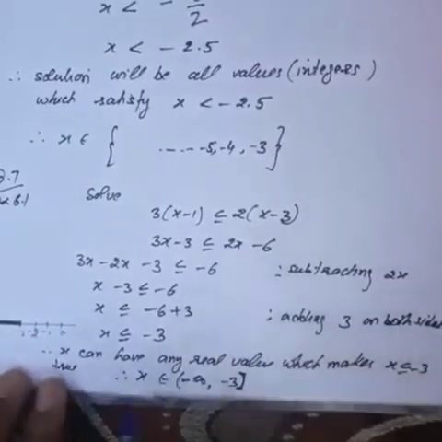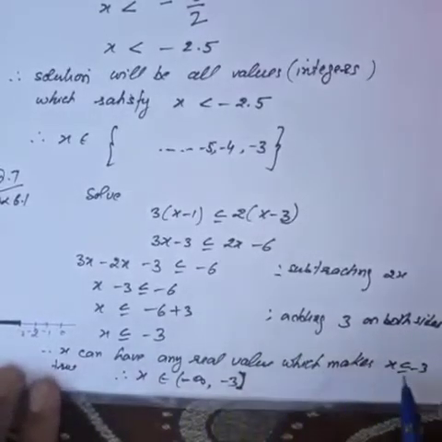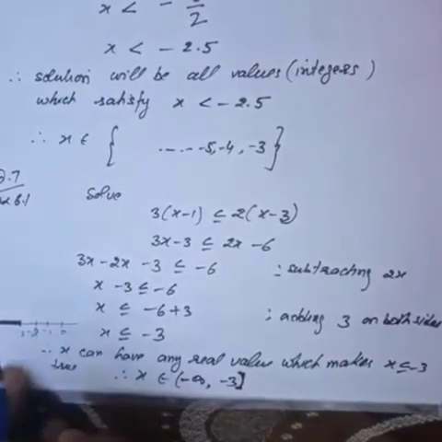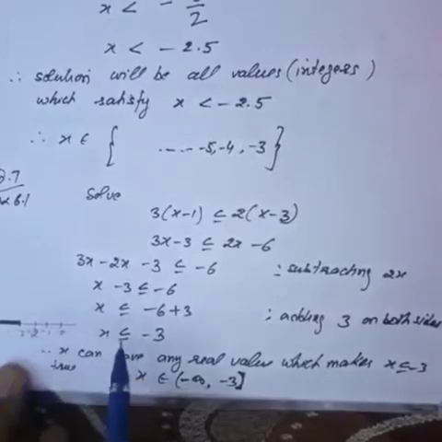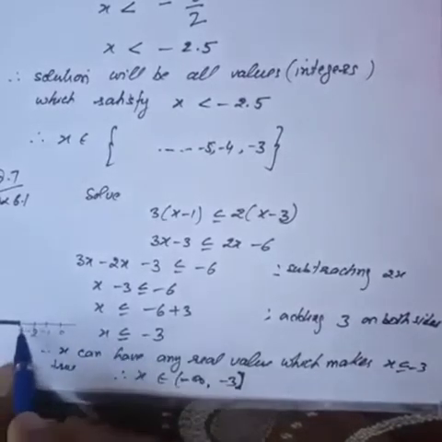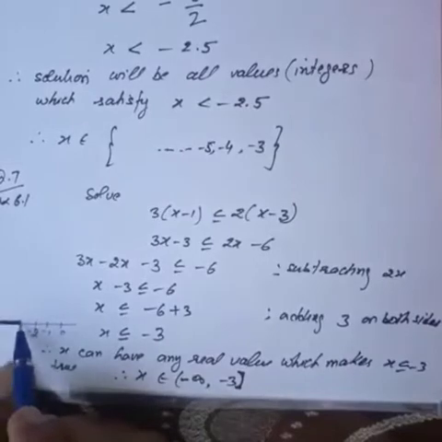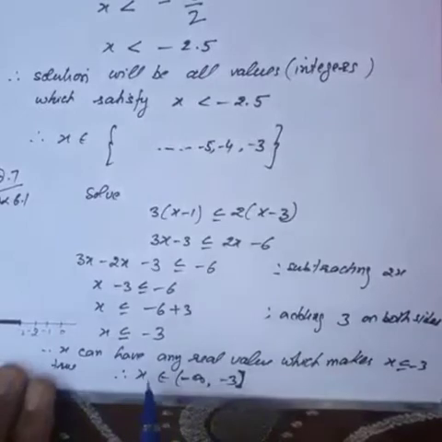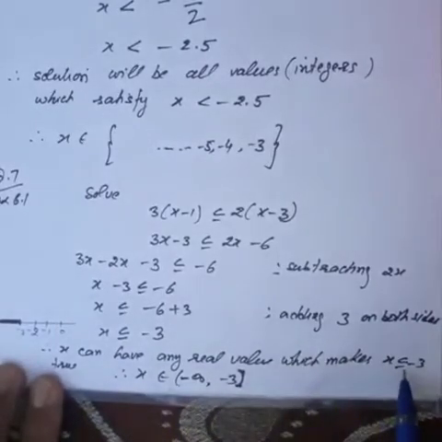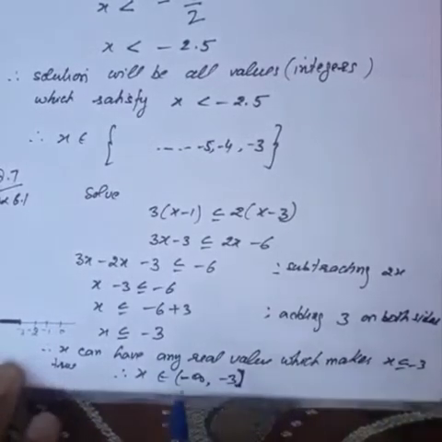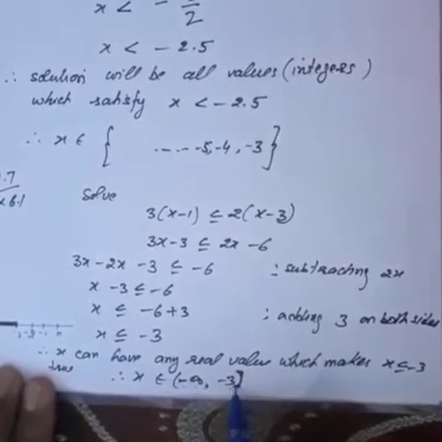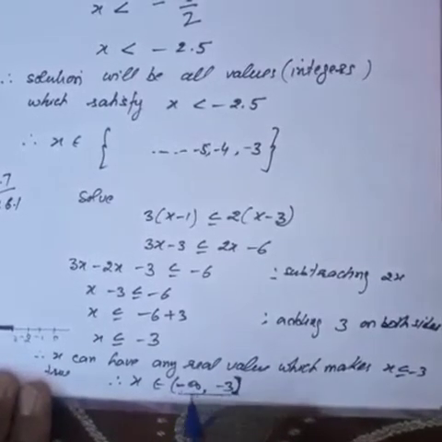Now we want all real numbers less than or equal to minus 3. So you can consider the number line, and less than or equal to minus 3 means the value can be minus 3 and all possible values. So these are all possible values of x. It means x can have any real value less than or equal to minus 3, or in intervals this can be written as x belongs to minus infinity to minus 3, closed at minus 3. So this is the required solution set.